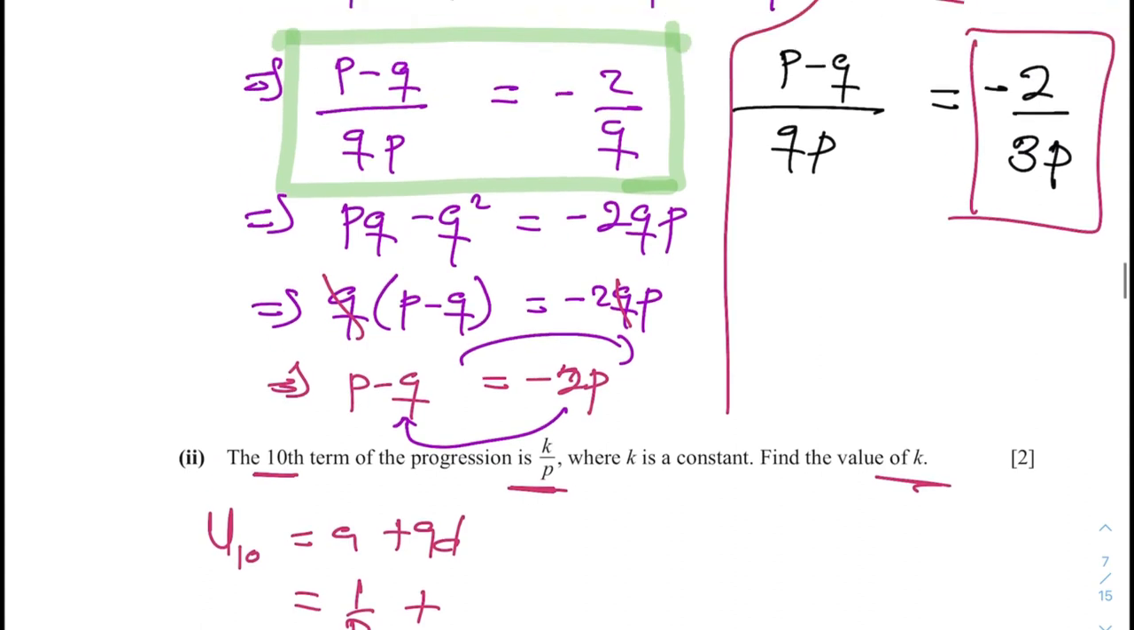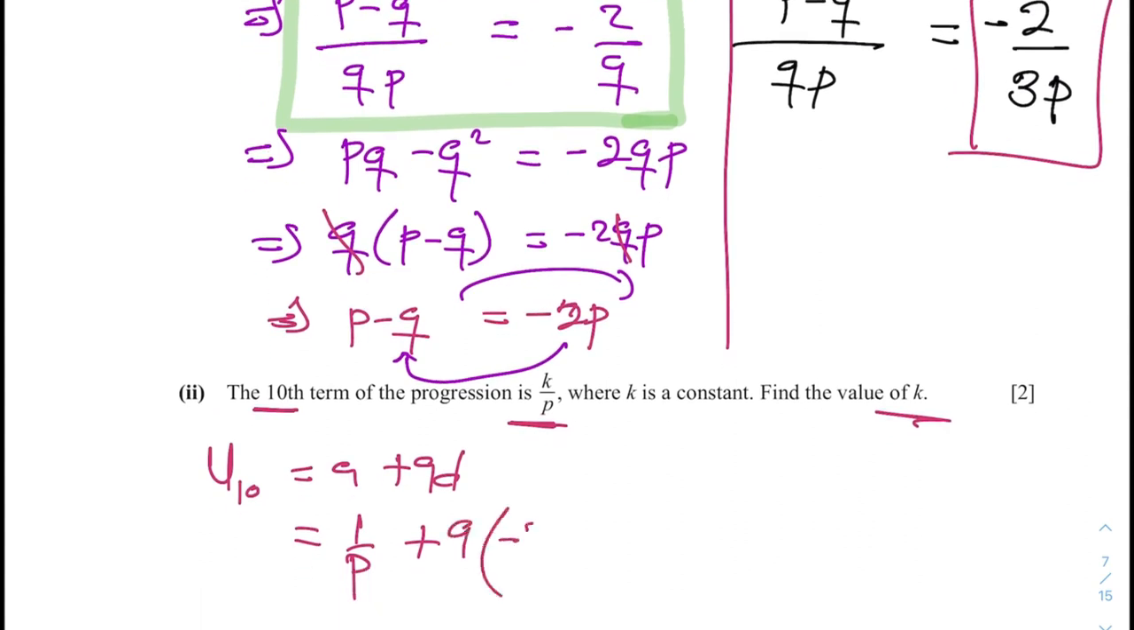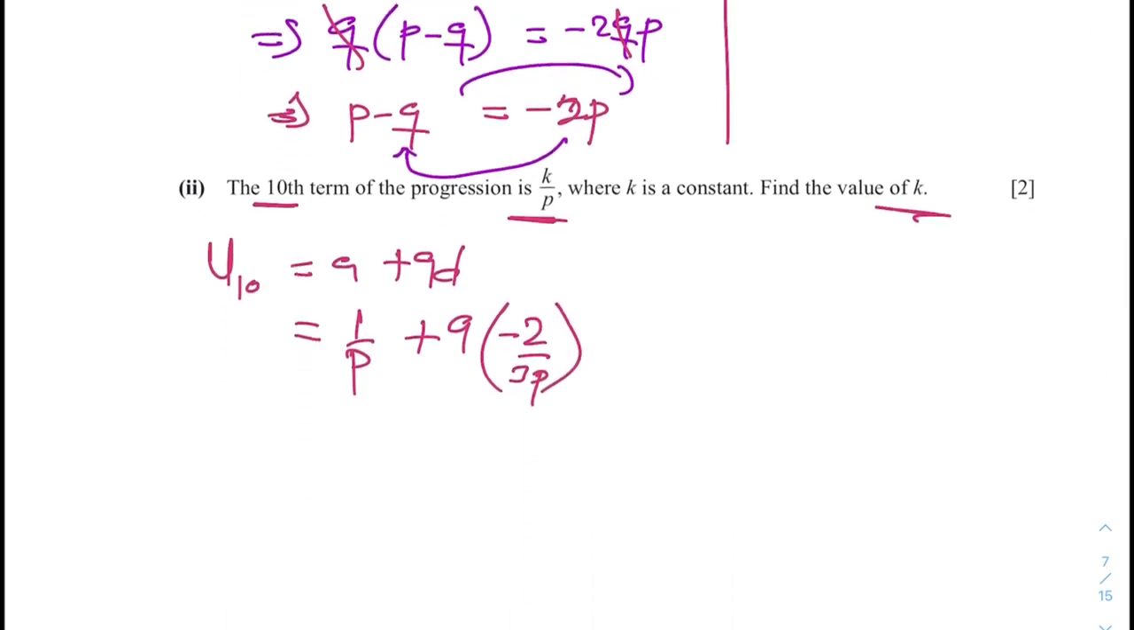So let's write 1 over P plus 9 times the common difference, which is negative 2 over 3P. All right, did they give us anything that we can work with apart from this? Not really. Because even if we simplify, we are going to get 1 over P is equal to negative 6 over P, which is going to give us negative 5 over P. But how would that help us?